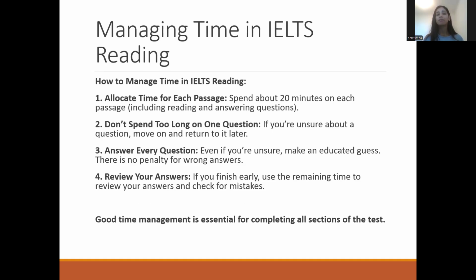How do you manage time in IELTS, basically? You need to allocate time for each passage, meaning you need to spend just 20 minutes on each passage, because you have 60 minutes in total and 3 passages. Don't spend too long on one question. Try to finish all the questions as fast as possible. Answer every question and make sure you're not leaving any. Even if you don't know the answer, don't leave it, because sometimes you can guess it and that guess can turn out to be good. And then review your answers. If you're done early, take all the time to review your answers.